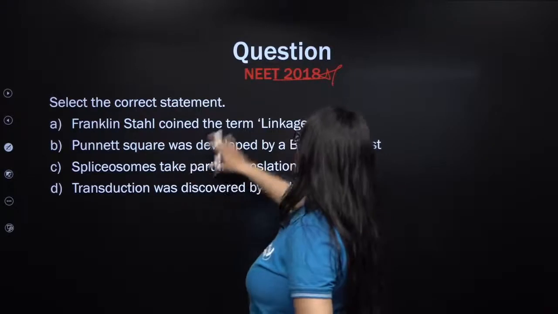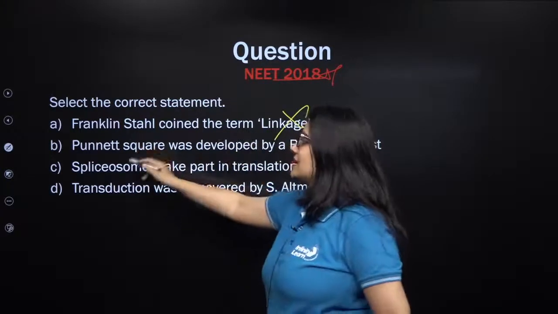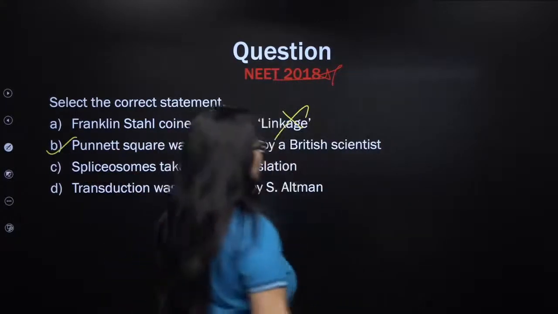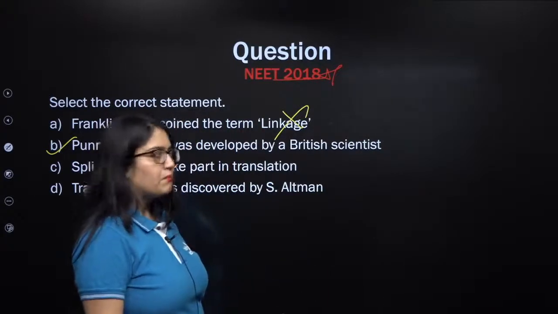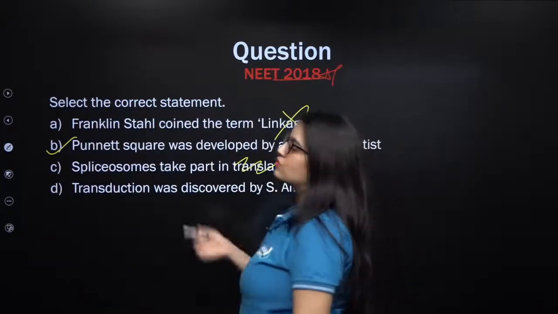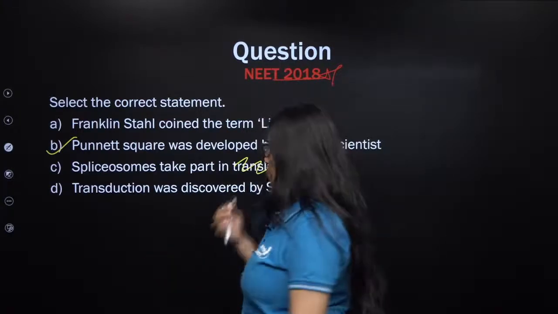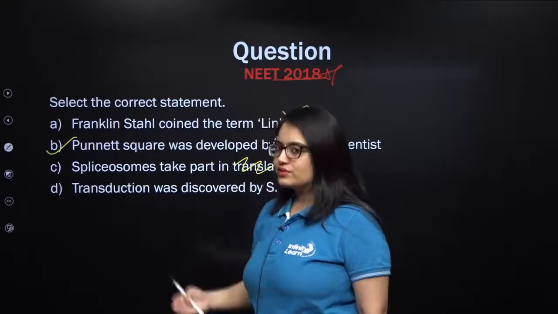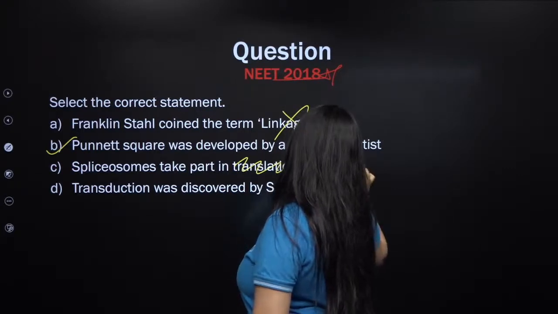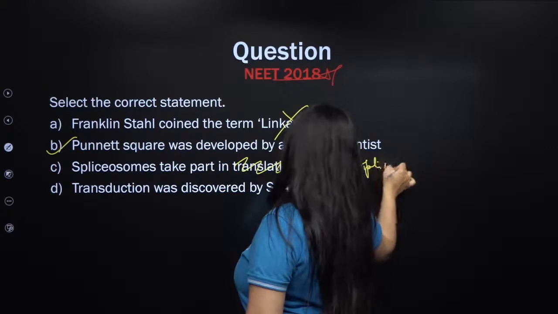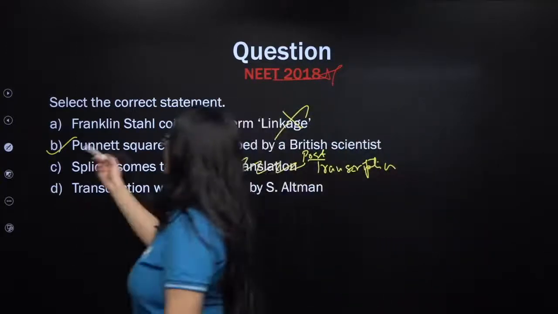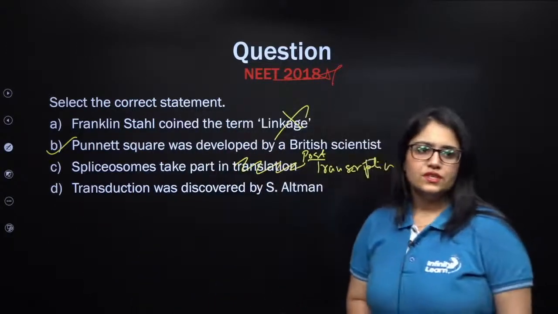Okay, so Franklin Stahl coined the term linkage is wrong. It was Morgan who did so. Punnett square was developed by a British scientist. That's absolutely correct. It was developed by British geneticist Reginald C. Punnett. Spliceosomes take part in translation? No, spliceosomes are the ones that remove the introns from the exons. It is used in post-transcriptional processing, definitely after transcription. It is not used in translation. Transduction was discovered by Altman? No, by Zinder and Lederberg. So only B is correct. Next one. That's absolutely correct.